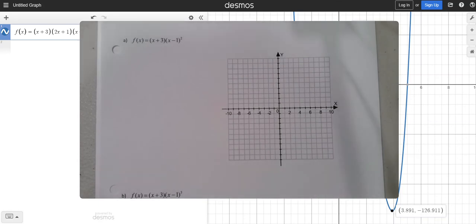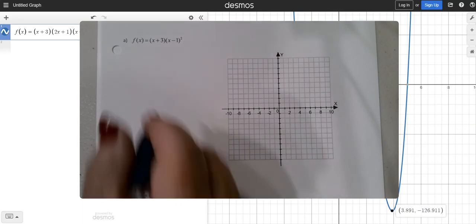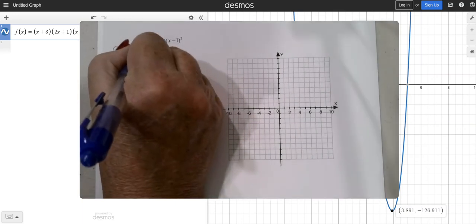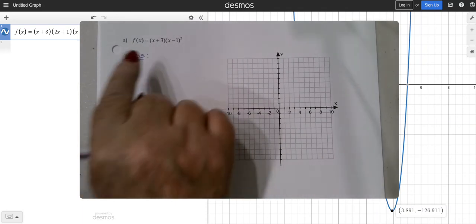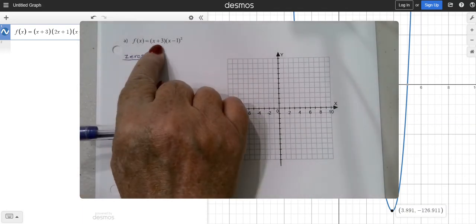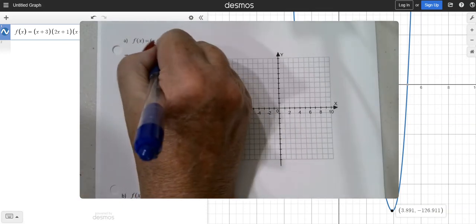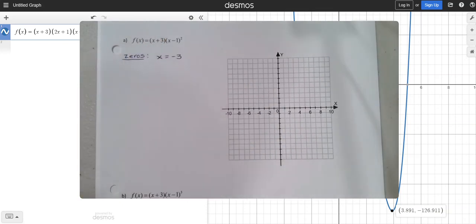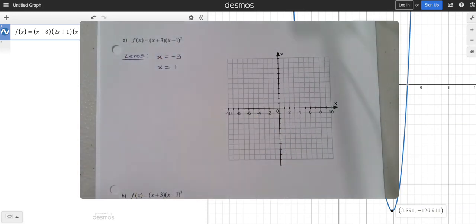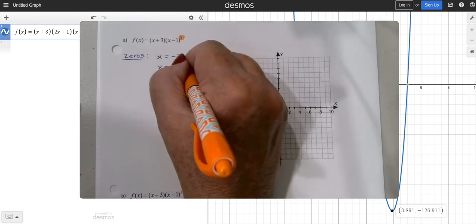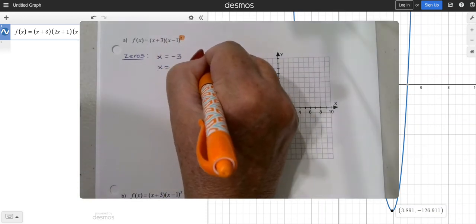So as per directions, we're going to go ahead and start with the zeros. And I am going to start using a shortcut here a little bit. If x plus 3 is 0, x would be negative 3. And if x minus 1 is 0, x would be 1. But because that factor is squared, I would actually get x minus 1 twice. So I'm going to say this has a multiplicity of 2.